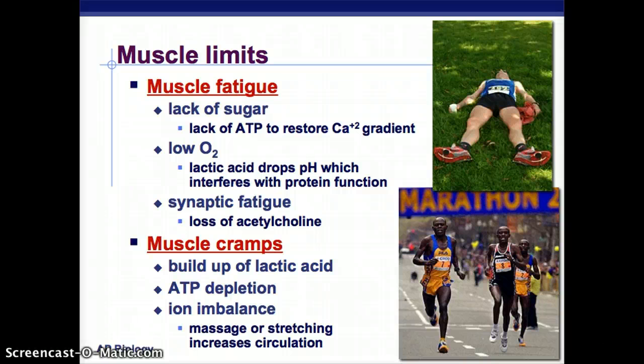Then there's muscle cramps, which would be a buildup of lactic acid, or energy depletion, ATP depletion, or an ion imbalance, and if you massage or stretch them, that increases circulation. So that's it for the musculoskeletal system.